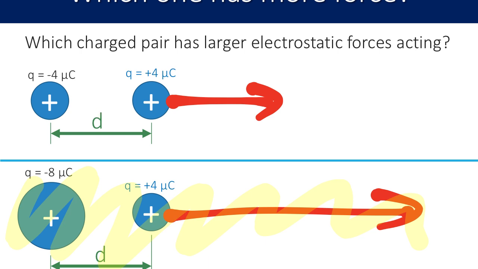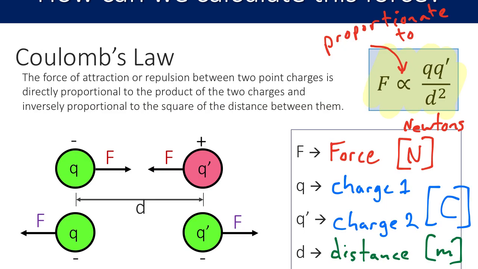All right, so we're going to think about this. If we increase the distance, it decreases the force, and if we increase the charge, it will increase the force. So there must be some relationship around those. In fact, there is. It's called Coulomb's law, where the force of attraction or repulsion between charges is directly proportional to the product of their charges.